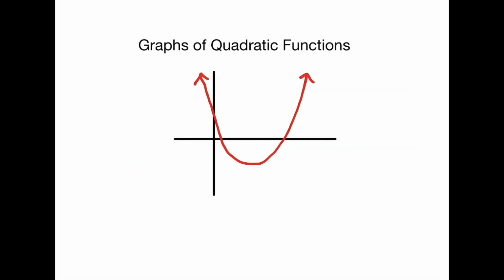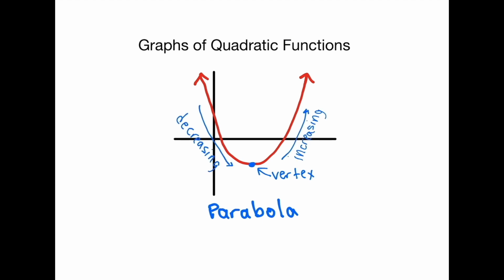In this video, we're going to graph quadratic functions. The graphs of quadratic functions are called parabolas. Here are some key features that we will work through when graphing quadratic functions. The first is the vertex. The vertex is either the highest or lowest point of the parabola, and it's where the parabola switches from increasing to decreasing and vice versa.